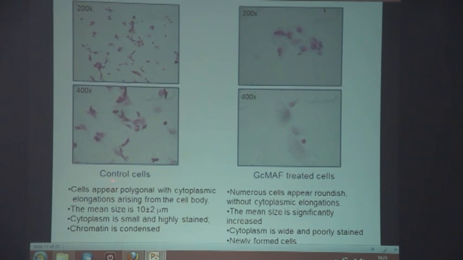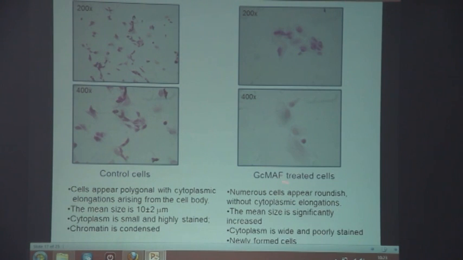Here are the results. In the control cells, the cells appear polygonal with cytoplasmic elongation arising from the cell body. The mean size of these cells is about 10 micrometers. The cytoplasm is small and highly stained, and chromatin is condensed.